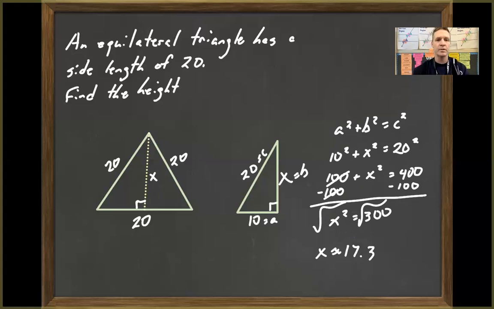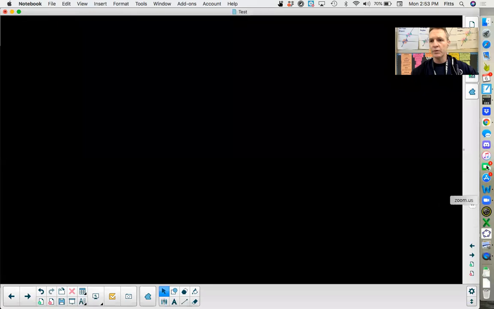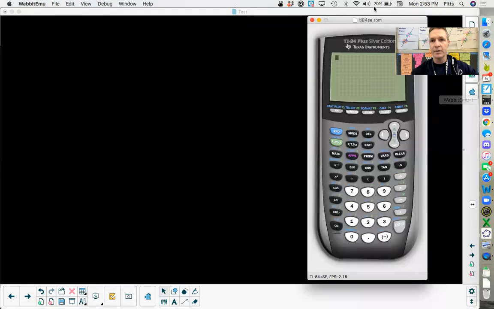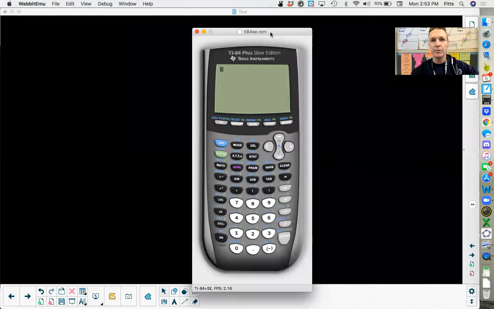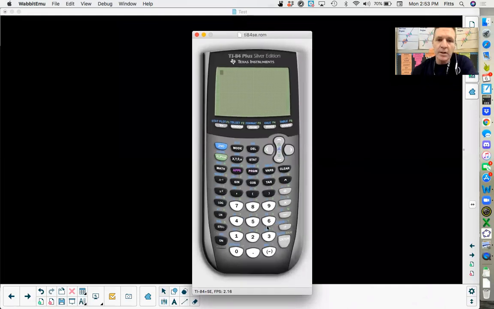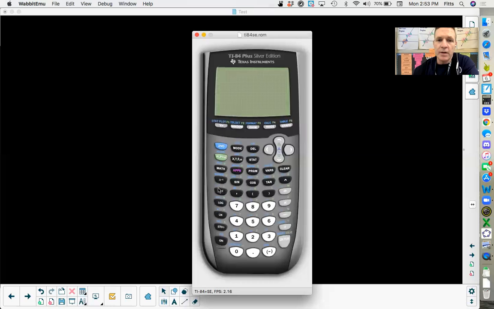So I'm going to show you how to do this on the calculator. So let's take a look. Where's my handy dandy graphing calculator? Here it is, my TI-84 Plus Silver Edition. So what do I need? I need the square root, which is right here, right above the x squared. So if I hit the second button, it's going to bring up the square root, and then just 300. Hit enter, and you get 17.32.